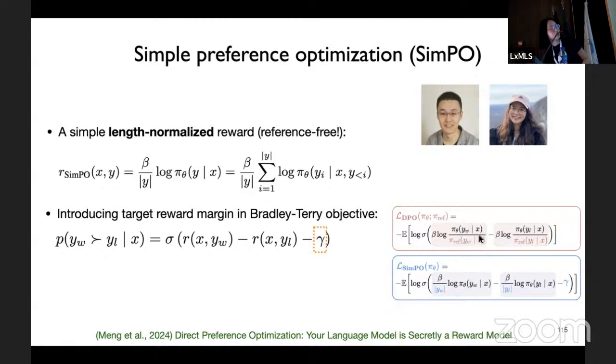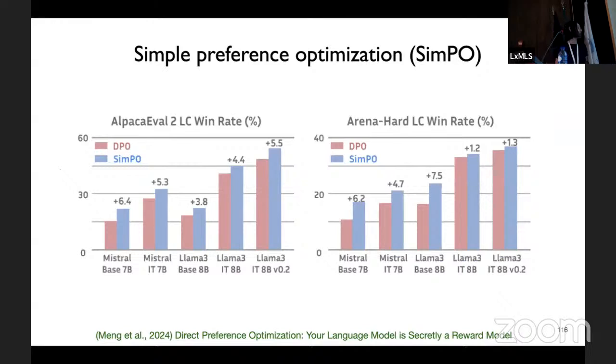You get rid of the reference model, and you just add a length normalization term and a margin term. Then you just use such a simple objective to learn from the human preference data. I'm not going to go into details here, but we find that this simple objective performs way better than DPO across many different settings. If you're interested, I encourage you to check out the paper.